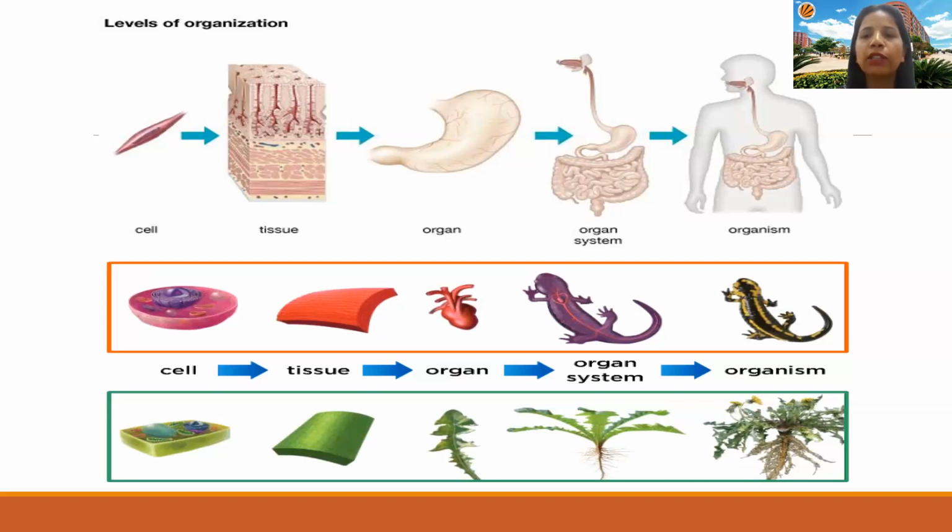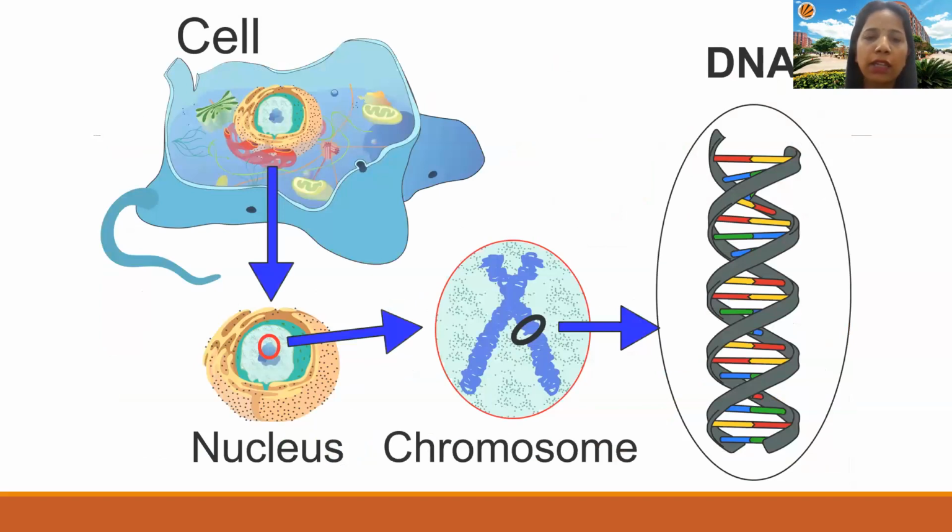So from cell to organism, we have different levels of organization. When we look inside the cell, there is a nucleus, and inside the nucleus, there is some thread-like structure that is called a chromosome. Now, a chromosome is nothing but a winded thread-like structure, a simple thread that is winded so that it can be fitted into a small space.